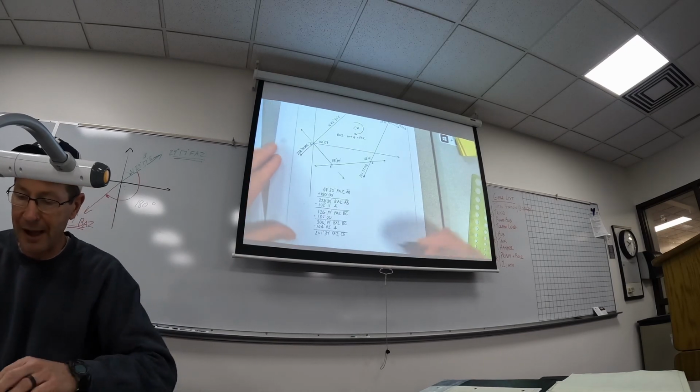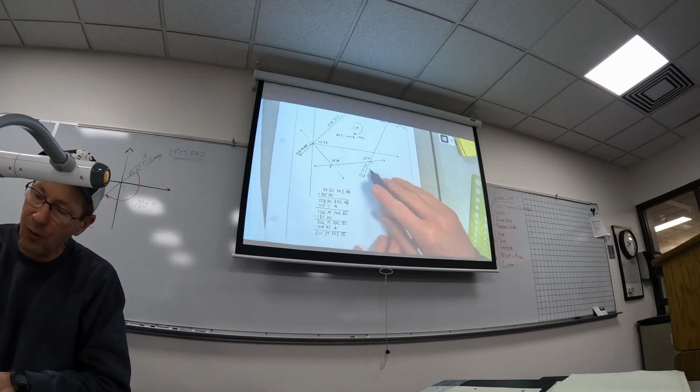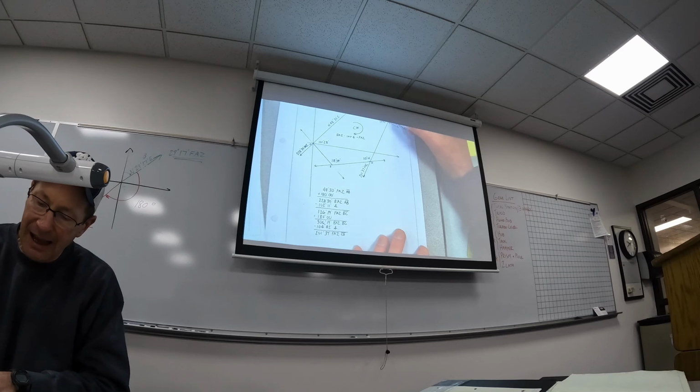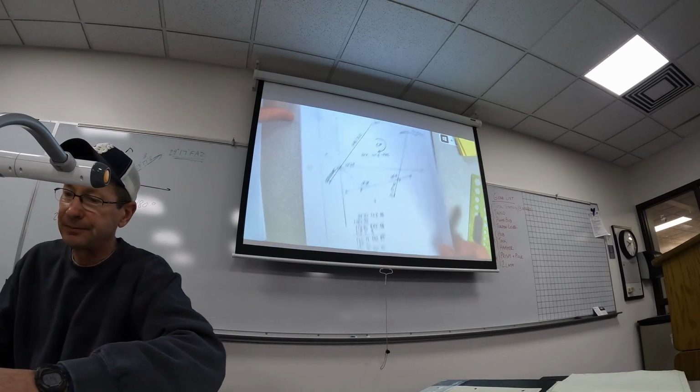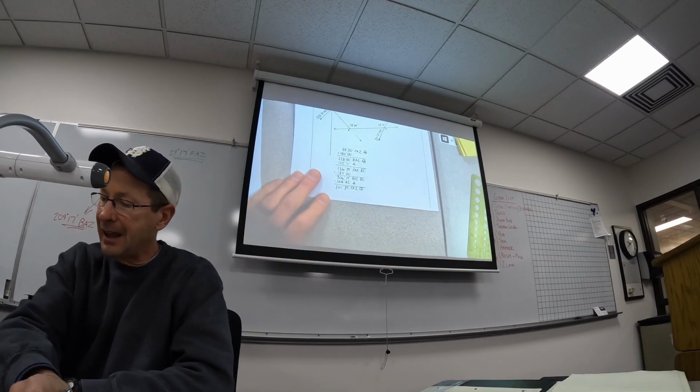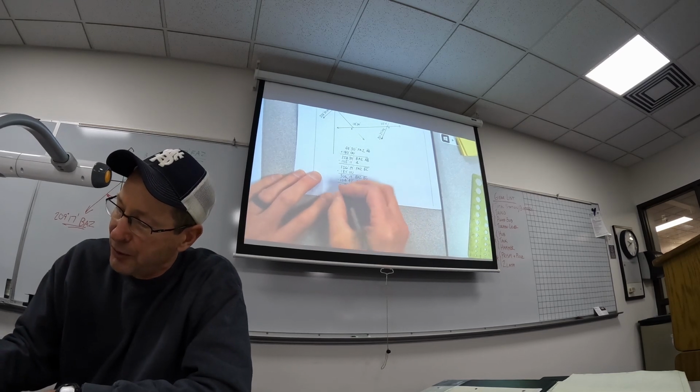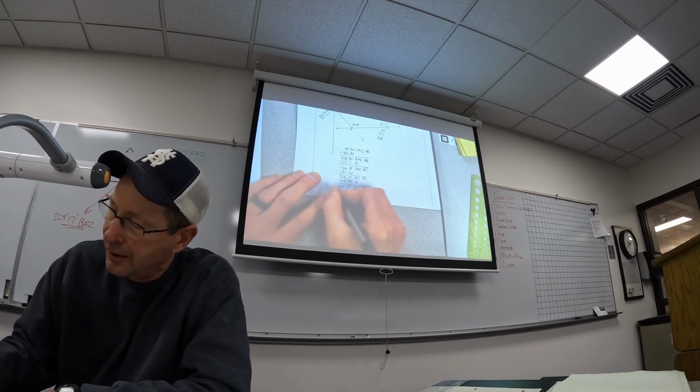So let's keep going with our pattern. So forward azimuth of CD. What is the back azimuth? What do we do? Add 180. Let's see what happens when we add 180 to this.